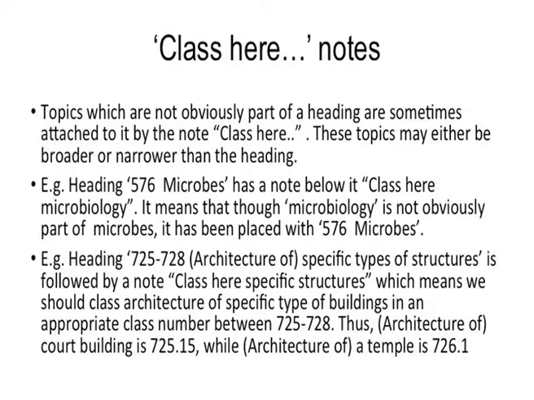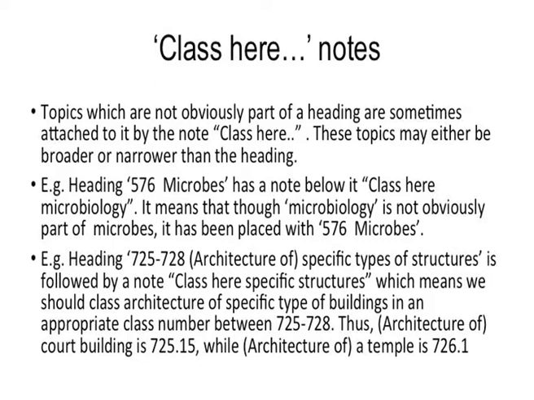So, we take an example again, this heading 576 microbes. It has a note below it, which is class here microbiology. Means the classifier has been instructed to class microbiology under microbes, though it is not obviously part of microbes, but it has been placed with 576 microbes.